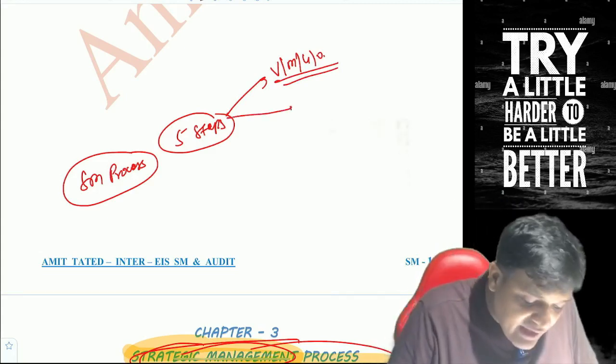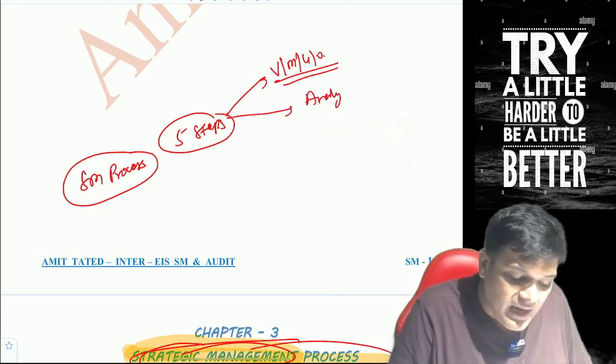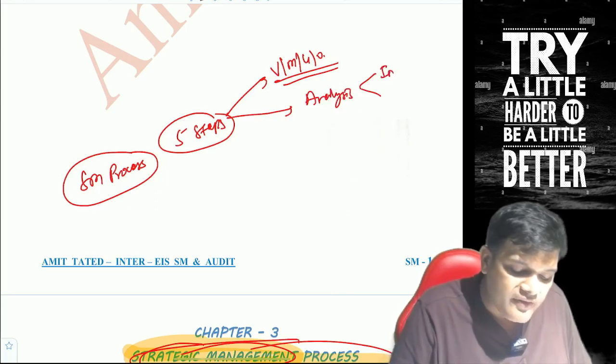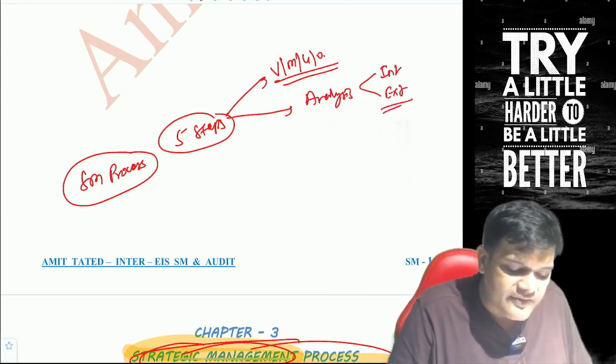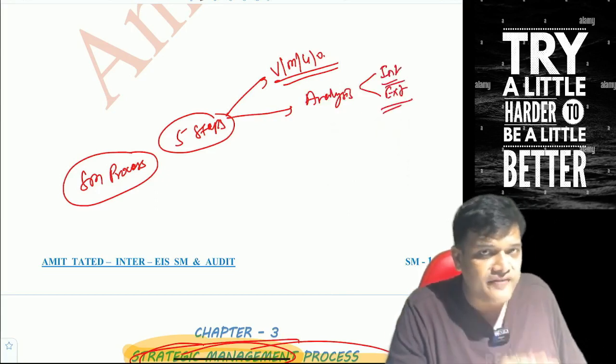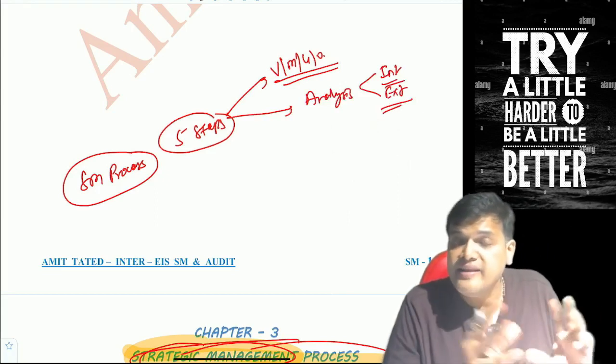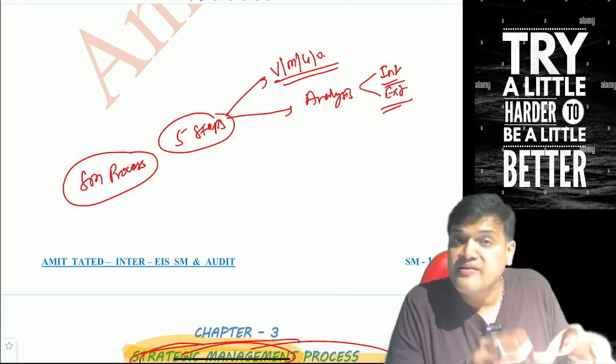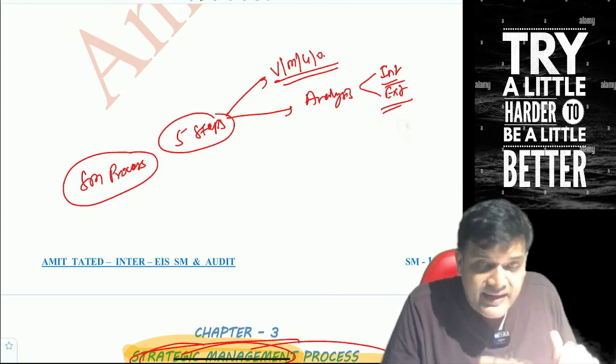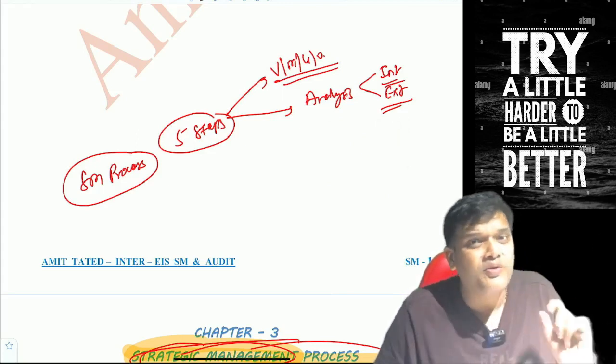The second step is doing the analysis. What analysis do you need to do? You need to do 2 analyses, internal and external. When we wrote the definition of strategic management in chapter 1, they did not discuss anything about analysis. But when we write the 5 steps here, that is the second point, and it includes analysis.